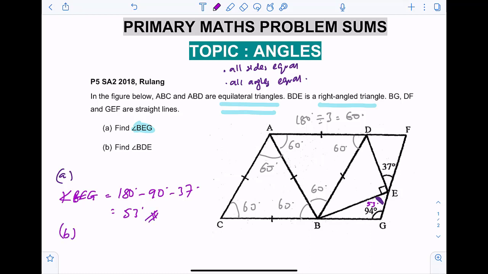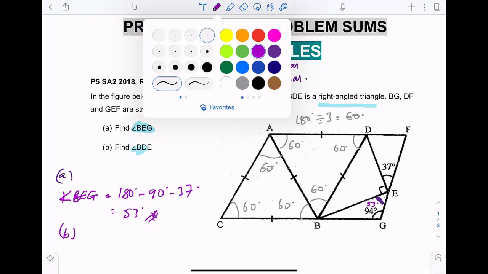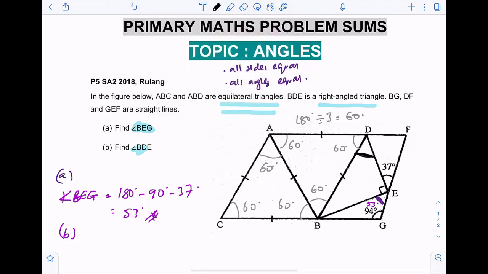Find angle BDE. Where's BDE? Identify that first. BDE is this black angle here. Okay, let me use a different color. Green angle. Alright, now to do that, you can try to either find this blue angle here or this one here. Because then if you find this blue angle, you can make use of the 180 degrees rule. Angles inside a triangle add up to 180, and then you can find this greenish angle.